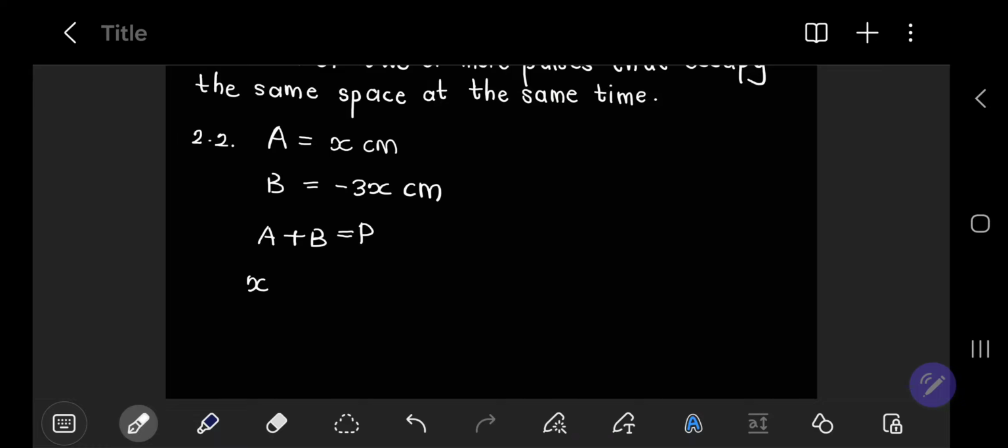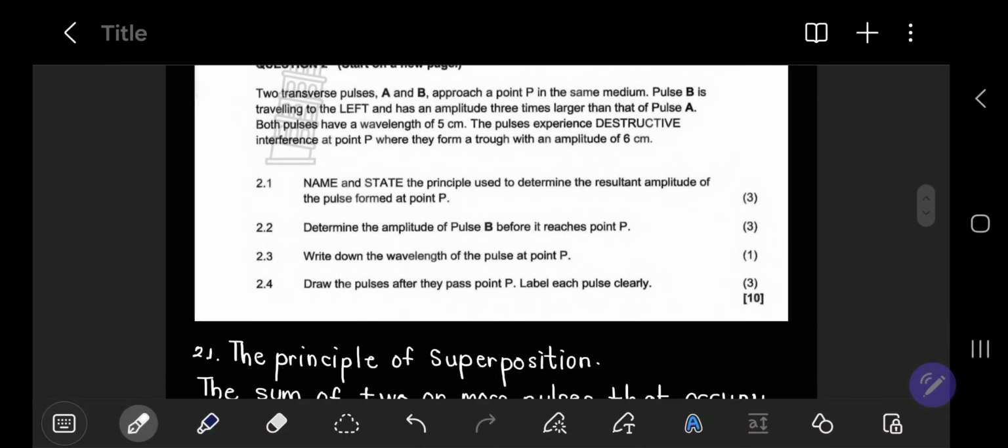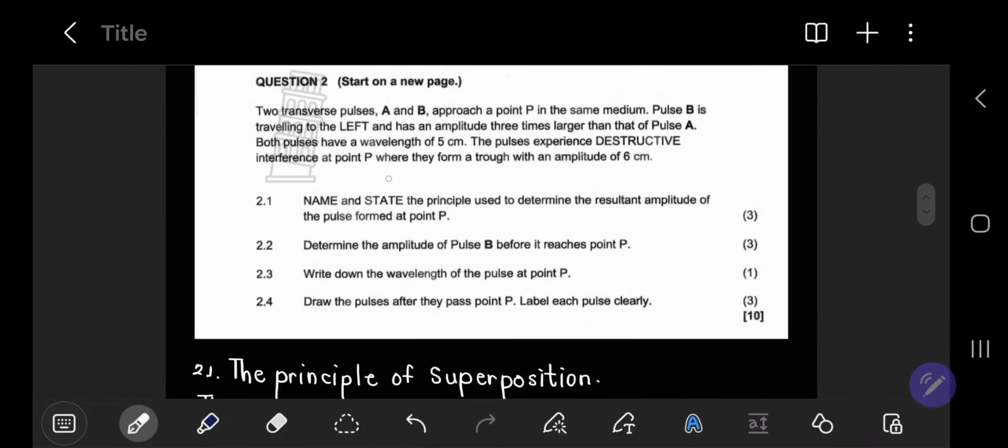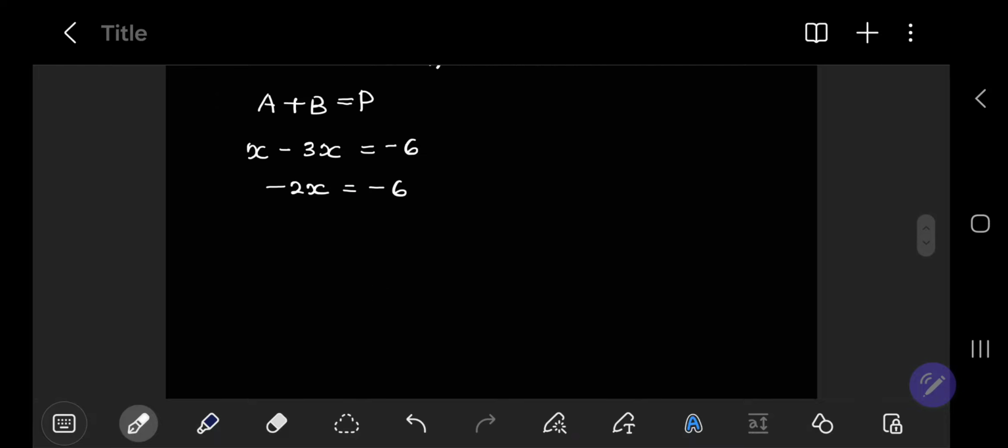So A is x, B is negative 3x, and point P was given as, it says, where they form a trough with an amplitude of 6 centimeters. Since they form a trough at point P, P is going to be negative 6. Now let's simplify. On the left we have x minus 3x, which is negative 2x. On the right, negative 6. Divide throughout by negative 2 to get x alone.